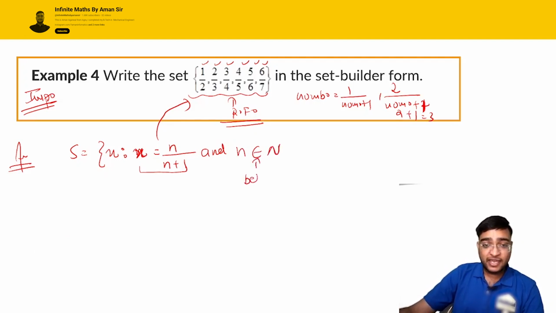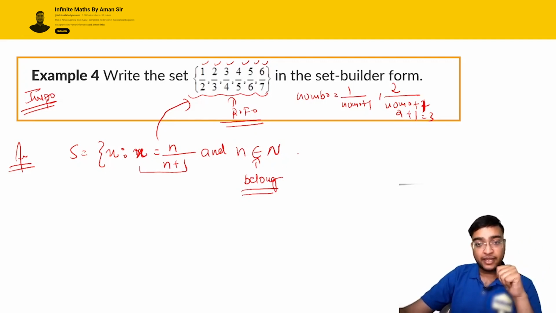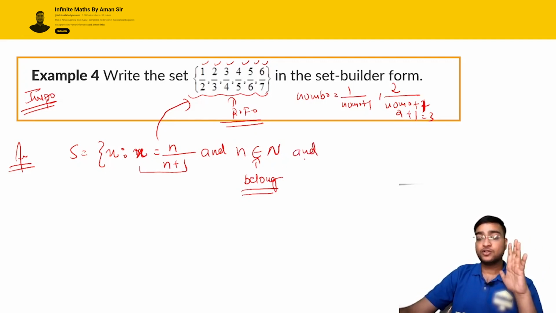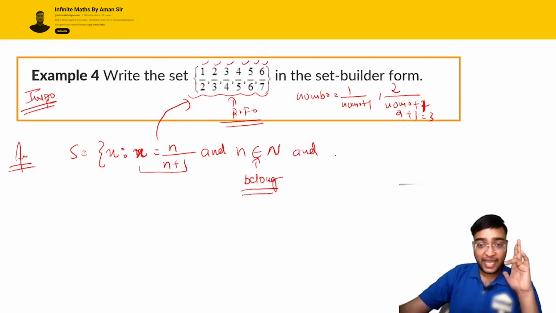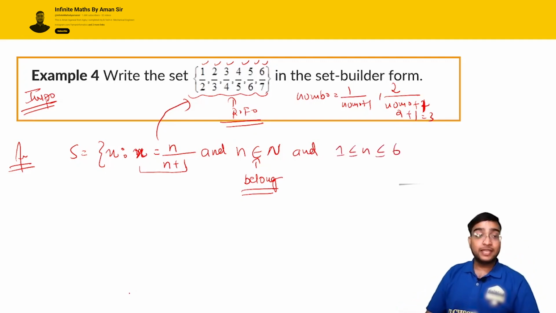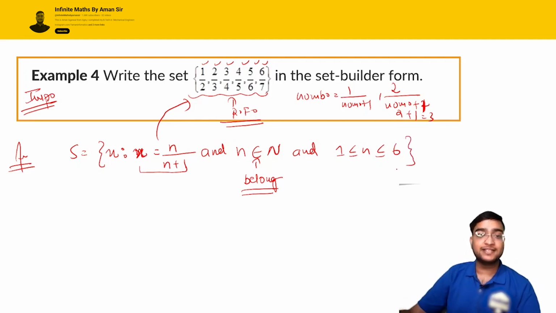I can justify this sign in next classes, but you can say n is a natural number, and also we can say that n is between 1 to 6. That is the set builder form, guys. That is the set builder form.